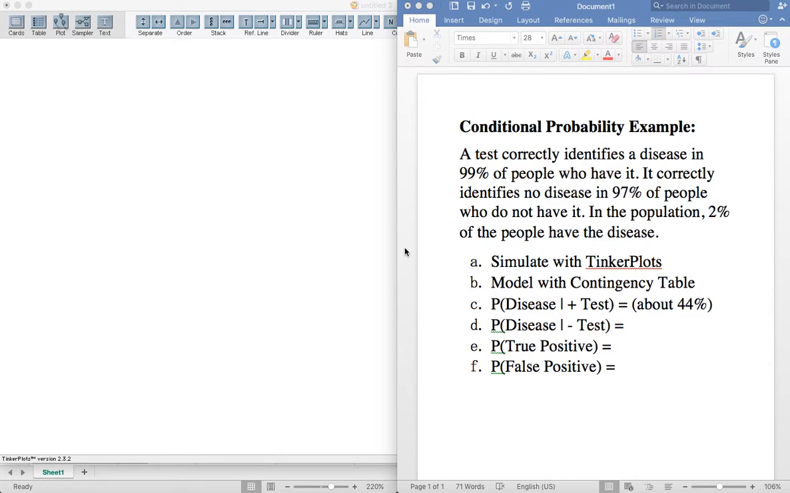Okay, we're going to talk about conditional probability, and we're going to do so using TinkerPlots and Excel. So here's the problem. The test correctly identifies a disease in 99% of people who have it. It correctly identifies no disease in 97% of people who don't have it. And in the population, 2% of the people have the disease. So we are going to start by simulating this in TinkerPlots.